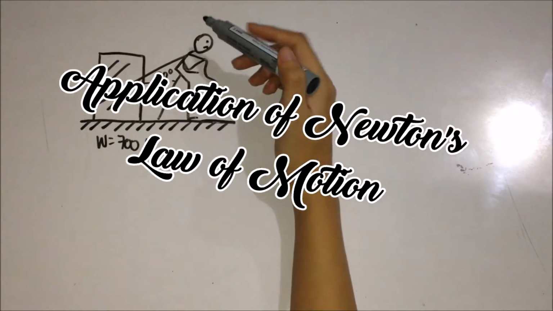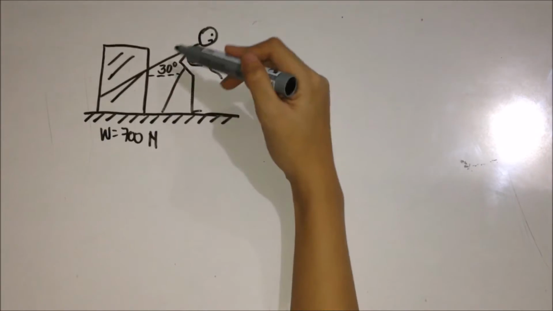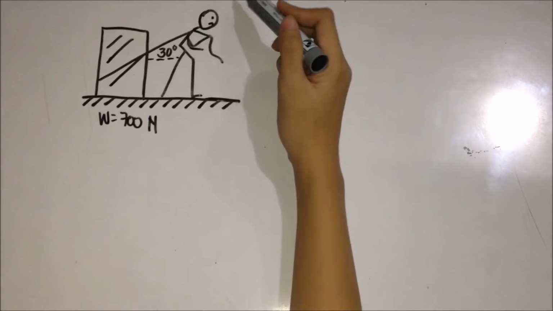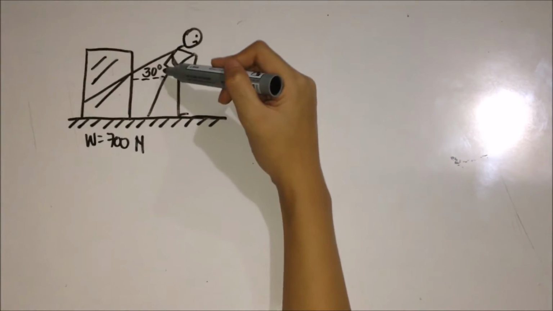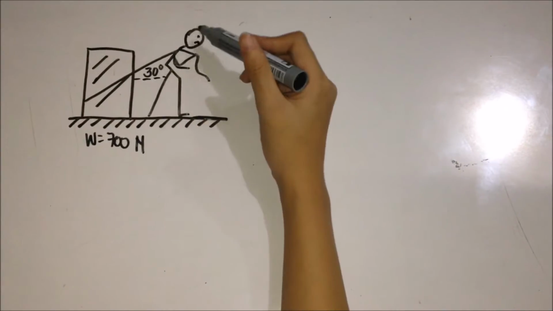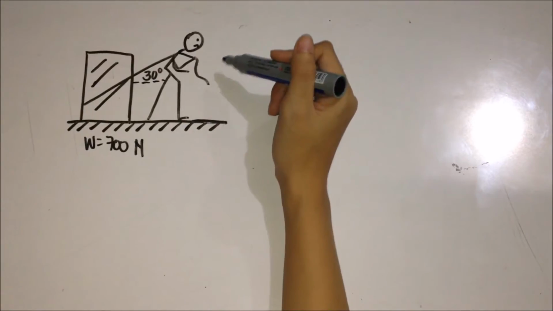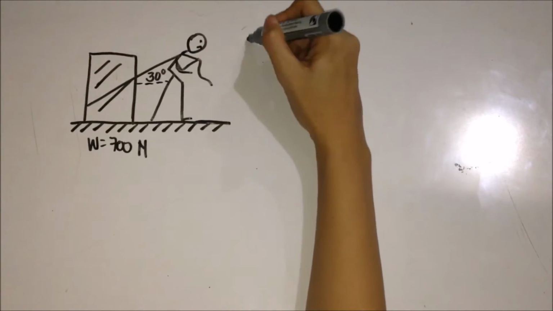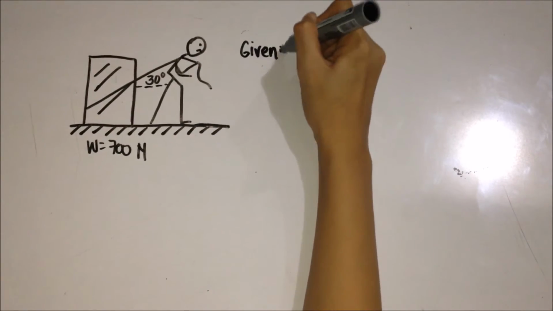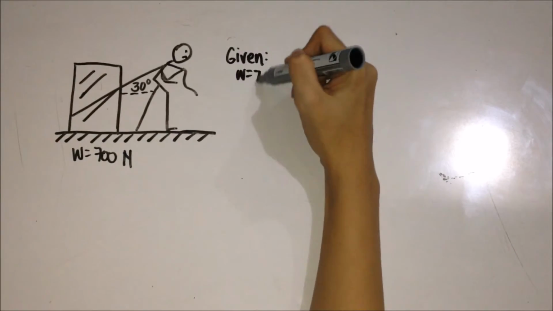Here it goes. Suppose you try to move the crate by tying a rope around it and pulling upward on the rope at an angle of 30 degrees above the horizontal. How hard do you have to pull to keep the crate moving with a constant velocity? Assuming that the weight of the crate is 700 Newton and our kinetic friction mu k is 0.40.